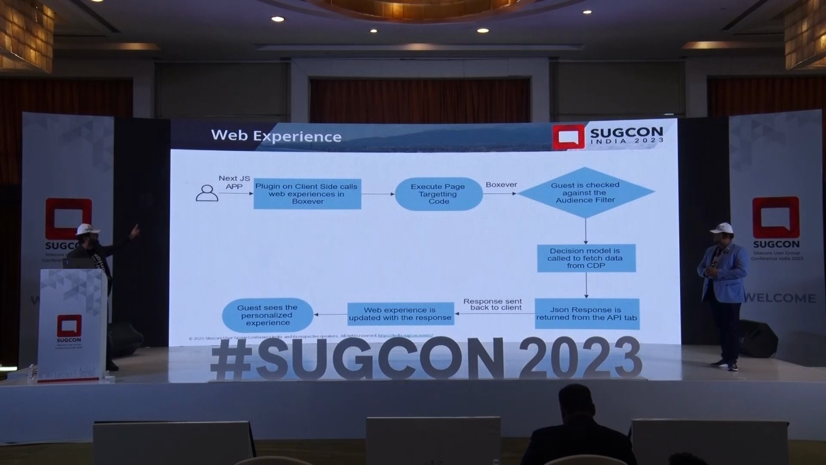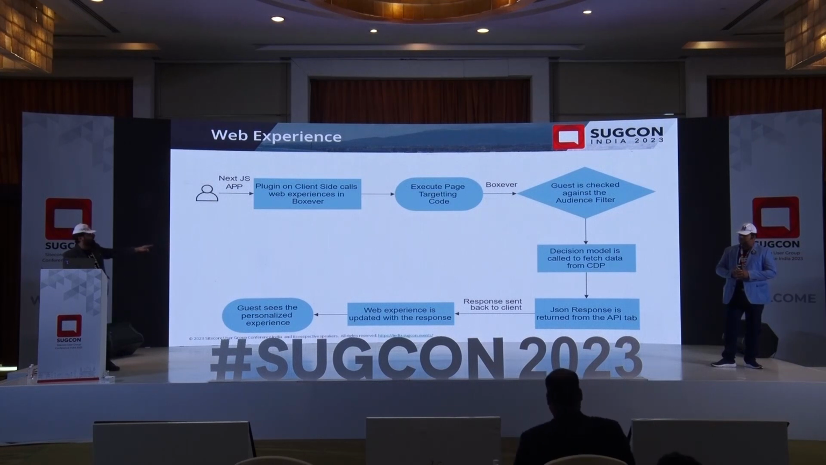The plugin on the client side will call all the web experiences, and then it will check all the conditions: page targeting code, audience filter, and decision model. The decision model will return the data in the API tab. Now, the data returned from the API tab will go to the client as a web HTML response. Earlier it went as a JSON response; now it will go as an HTML response, and the client sees the personalized experience. So this is basically an overview of when to use web experience, when to go with full stack, and when to go with the normal one.